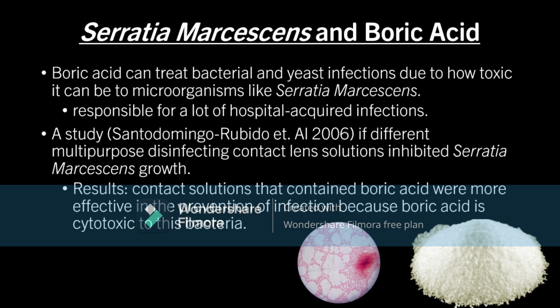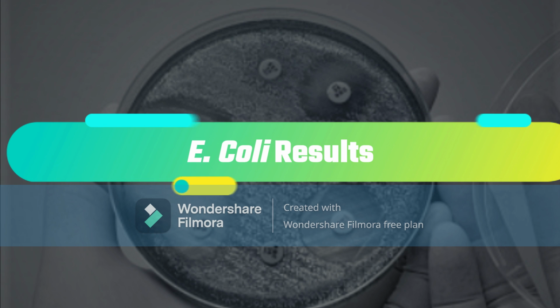Now moving on to boric acid. Boric acid has been used in the past to treat bacterial and yeast infections due to how toxic it can be to microorganisms. One of these microorganisms is Serratia marcescens. This bacteria is a pathogen that is responsible for a lot of hospital-acquired infections. This study investigated how effective multi-purpose disinfecting contact lens solutions were at inhibiting Serratia marcescens growth. The results showed that contact solutions that contained boric acid were cytotoxic to this bacteria.